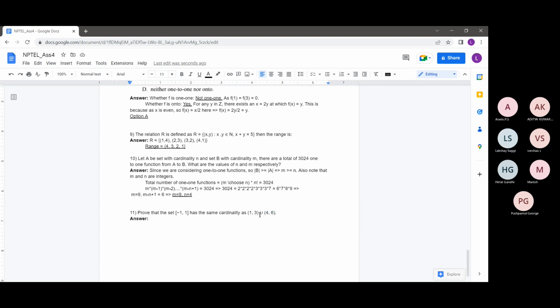Okay, let's just start with the easier problem first, guys. My bad, I just changed one question on the fly. So suppose I had to prove that the set -1 to 1 has the same cardinality as the set 1 to 3.